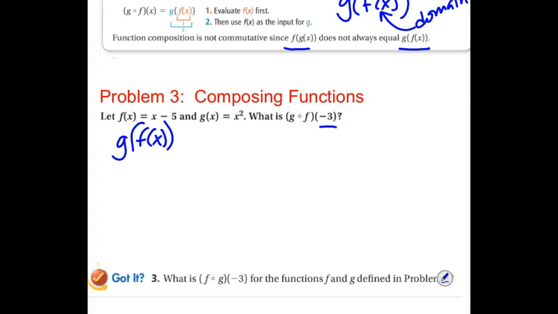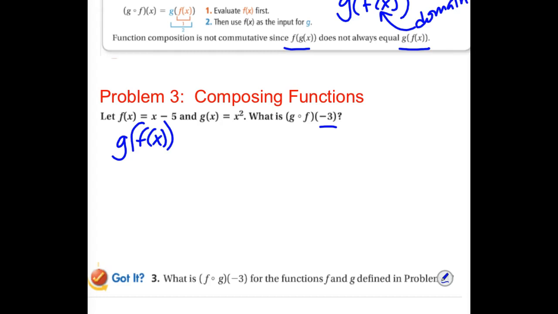So there's two ways to go about it. My preference is for you to pretend that you didn't know it was supposed to be a negative 3 until the end. Go ahead and do the composition of the two functions without knowing that x is negative 3. When you get your final answer, you can substitute that in. But I will show you both ways.